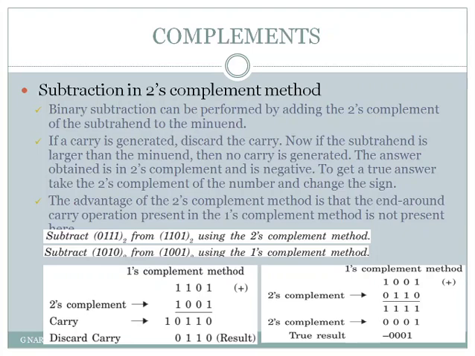But what if the carry is not generated? And this happens in the case when the subtrahend is larger than the minuend. That means we are subtracting a larger number from the smaller number, then no carry is generated. But you can see that the answer is obtained in 2's complement and it is negative. So to get the actual answer, you take the 2's complement of the result and put a minus sign before it.